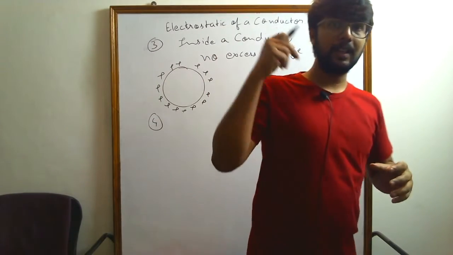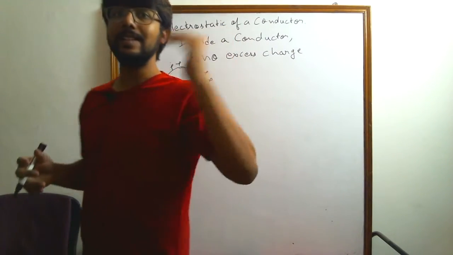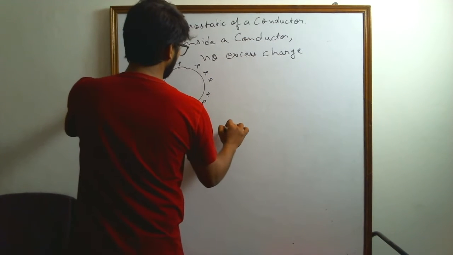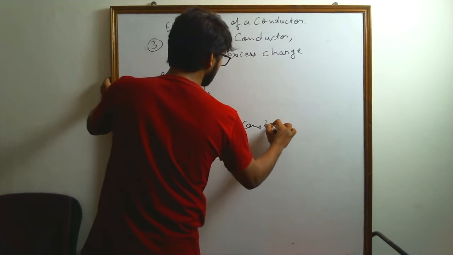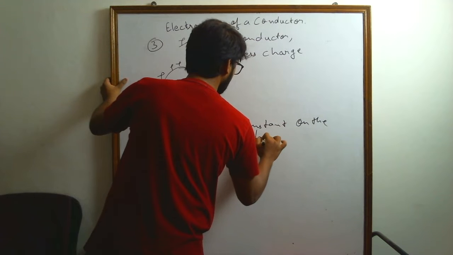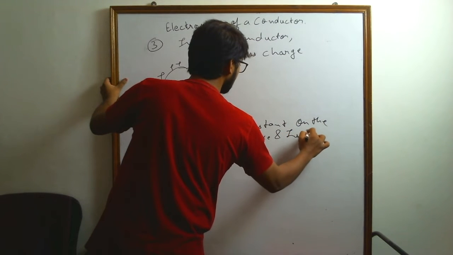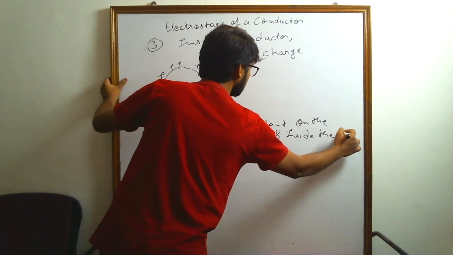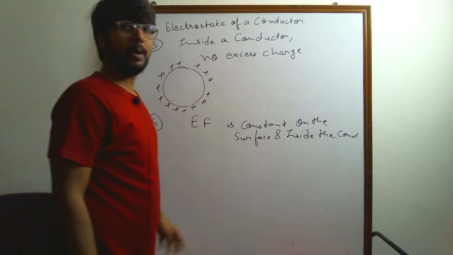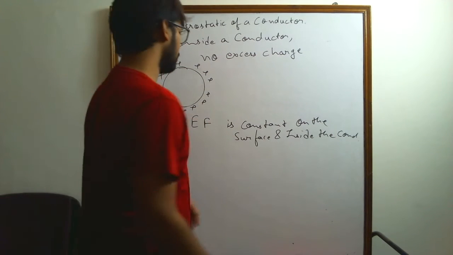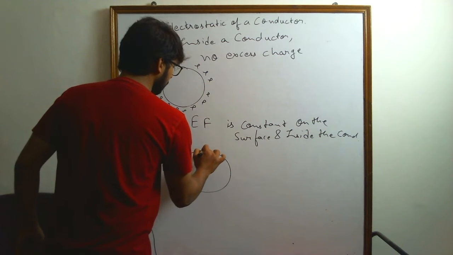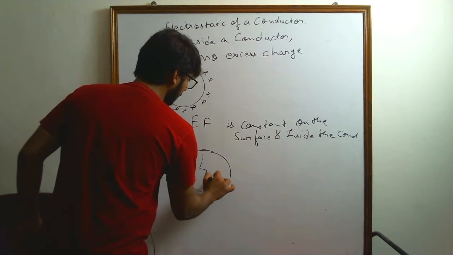Next, the electric field is constant on the surface as well as inside the surface. Again, very important, the electric field is constant on the surface and inside the conductor. This comes from the fact that electric potential over here is the same everywhere.